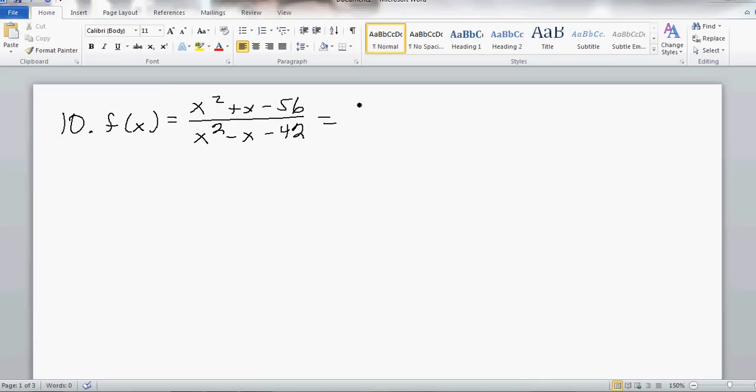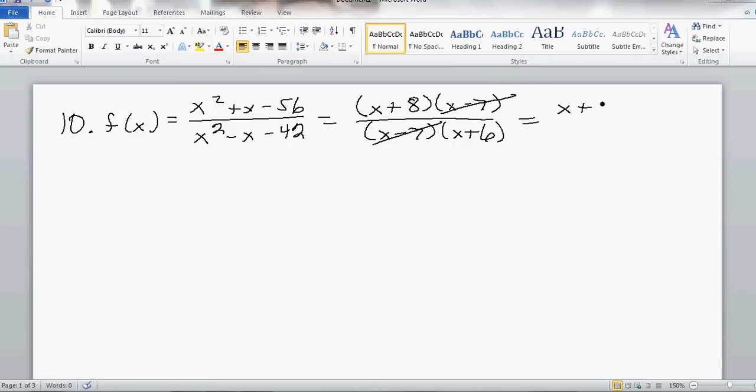So this becomes x plus 8 times x minus 7, and the denominator becomes x minus 7 times x plus 6. And I notice the x minus 7's will cancel each other out, so we're left with x plus 8 over x plus 6, and this is the more simple function that we're going to be dealing with.